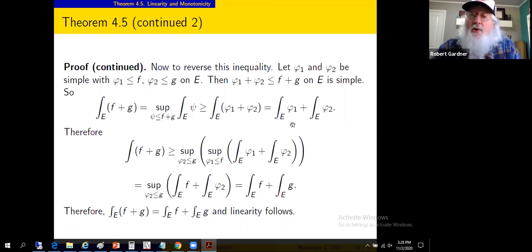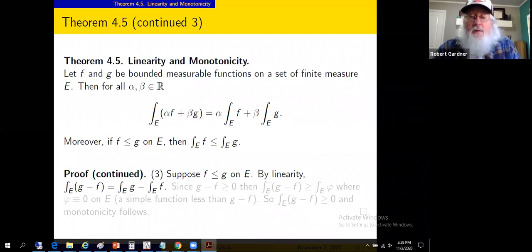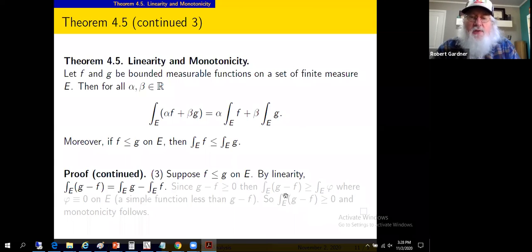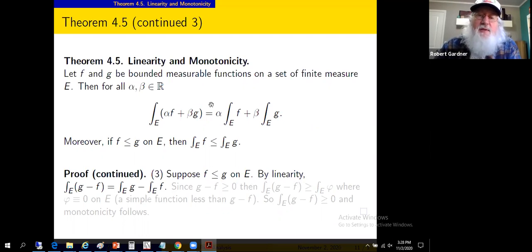Using linearity here, this is linearity applied to the simple functions phi 1 and phi 2. And then we'll take supremums over all such phi 1 and phi 2, kind of like we did in the previous section. And that produces integrals. We've got the inequality reversed, and we can draw the conclusion of equality. So let's see, we've got this, the integral of the sum equal to the sum of the integrals, right? We got the constant multiple thing. Oh, the monotonicity thing, that's what's left. So we've established this part in pieces.